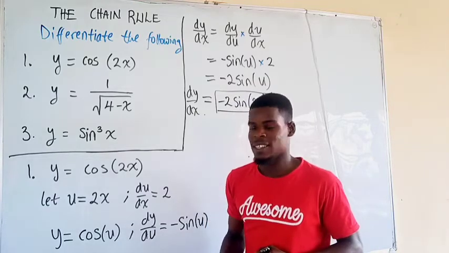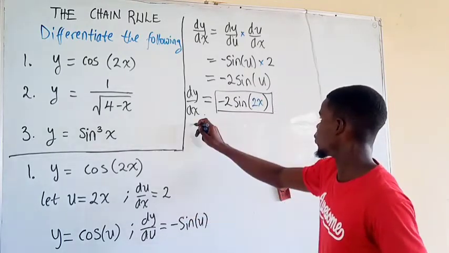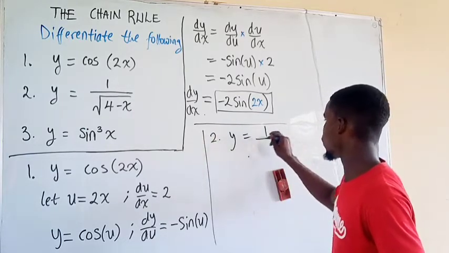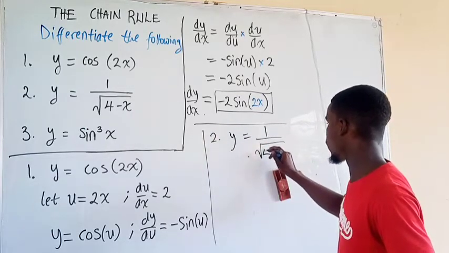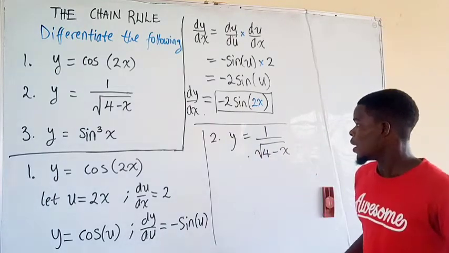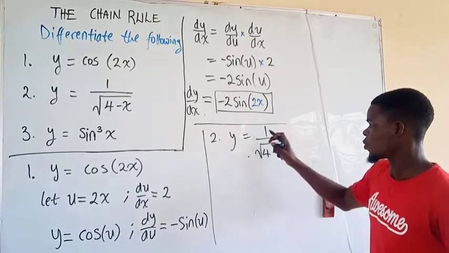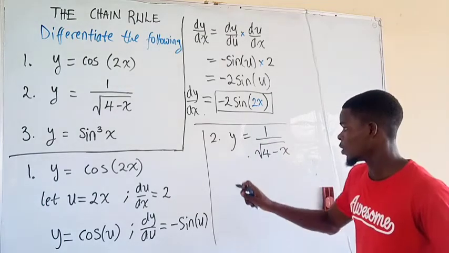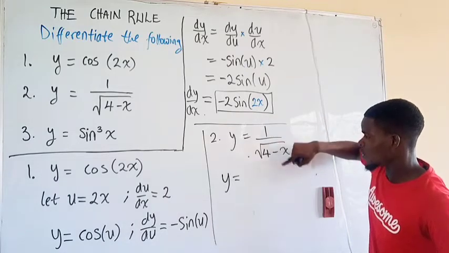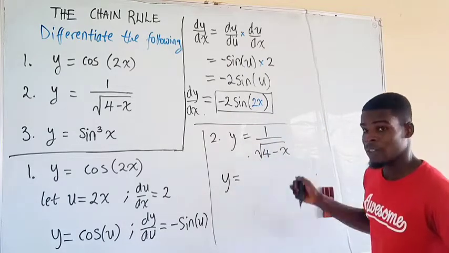Let's look at this using the second example. So we have the second one to be y is 1 over the square root of 4 minus x. Well, first, I'm going to have to rewrite this function, okay, I'm going to write it so that it looks like a power function. So we're going to have y to be, well, since this is 1 over something, all right, that means this thing will now have a negative exponent.